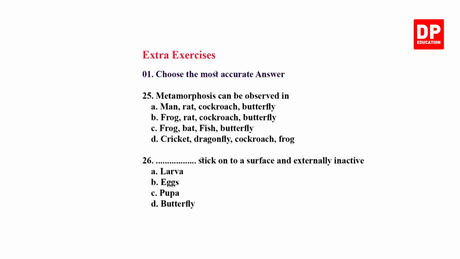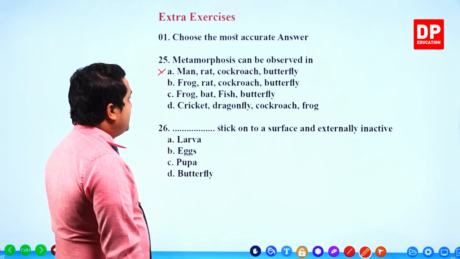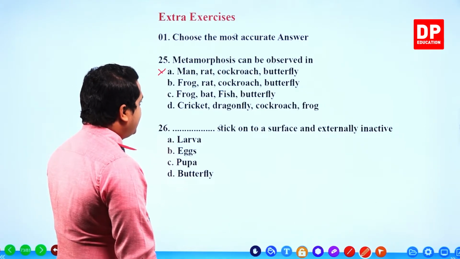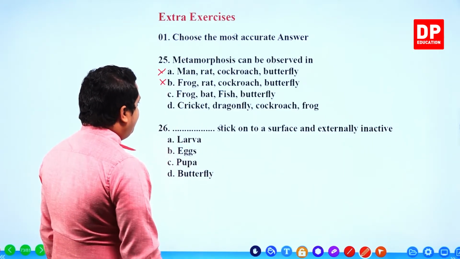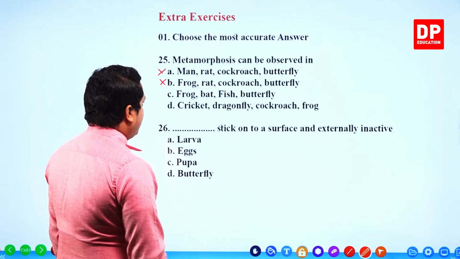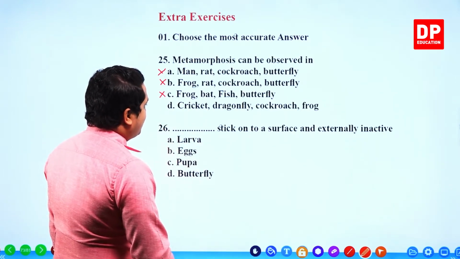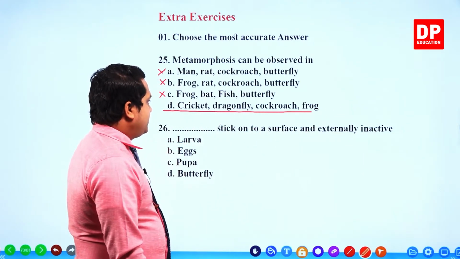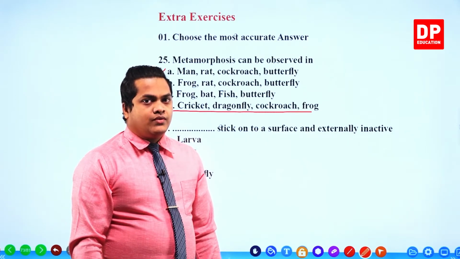Metamorphosis can be observed in man, rat, cockroach. Incorrect. Man is not an organism that shows metamorphosis. Frog, rat. Once again, incorrect. Rat do not show metamorphosis. Frog, bat, fish and butterfly. Once again, incorrect. Bat and fish do not show. Cricket, dragonfly, cockroach and frog. This is our answer. Cricket, dragonfly, cockroach and frog, they show what? Metamorphosis.